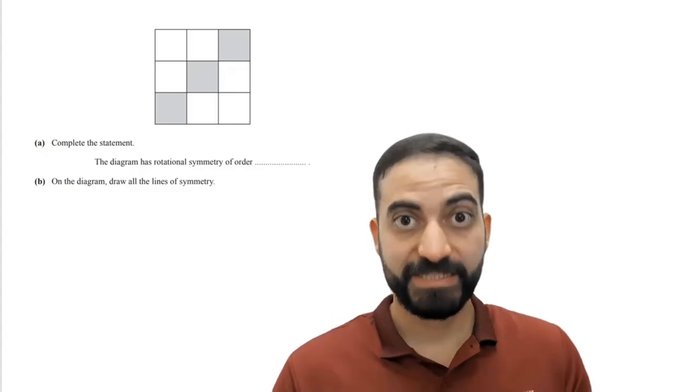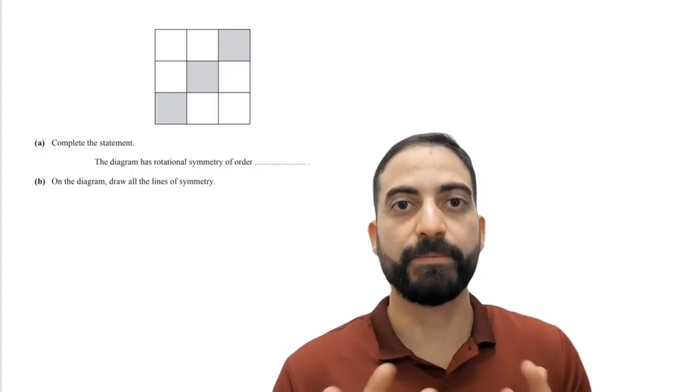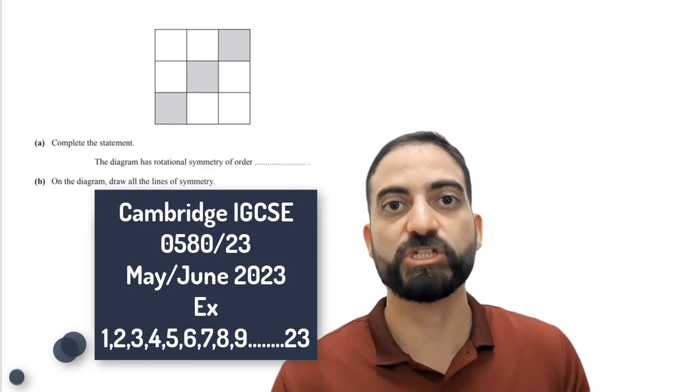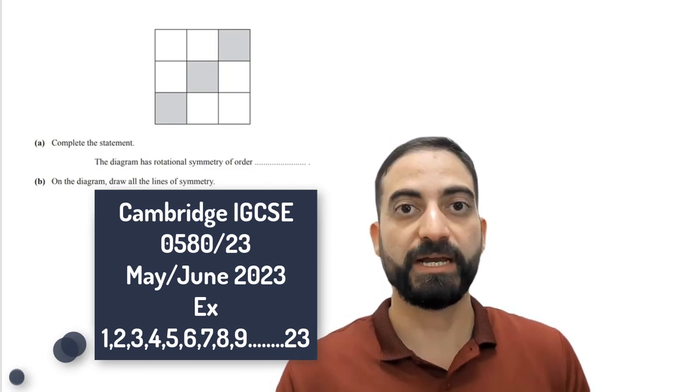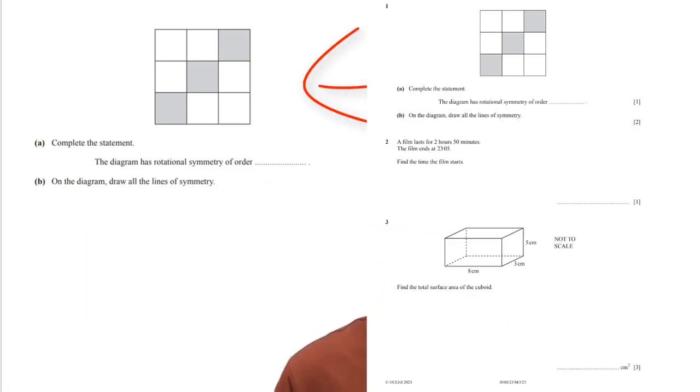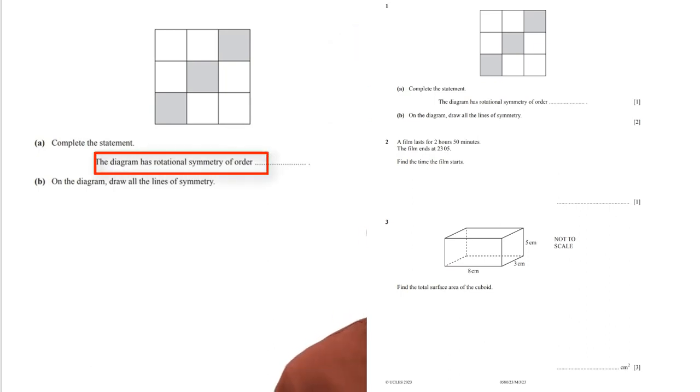Hello everybody! In this video, we will start solving the Cambridge 2023 competition. In the first question, we have this diagram and we were asked about the order of rotational symmetry of this diagram. First, what is the order of rotational symmetry?